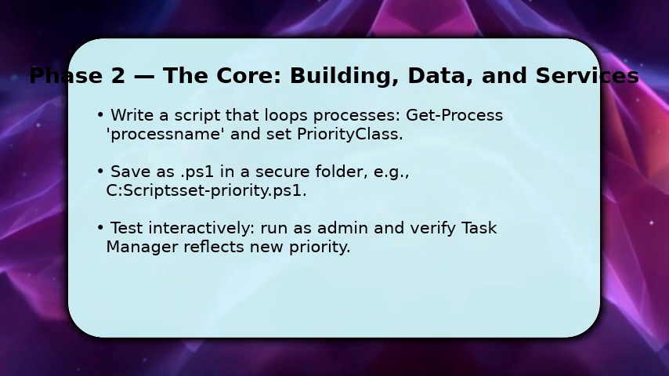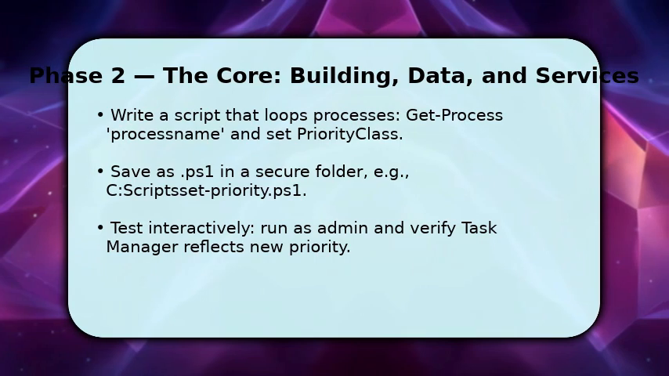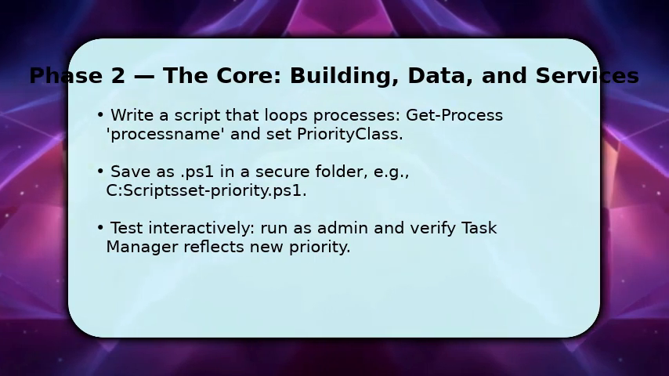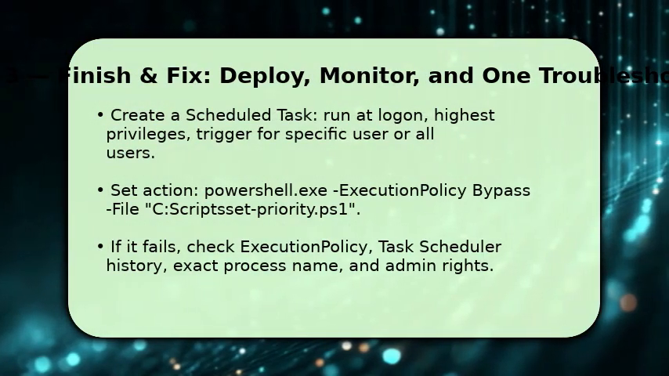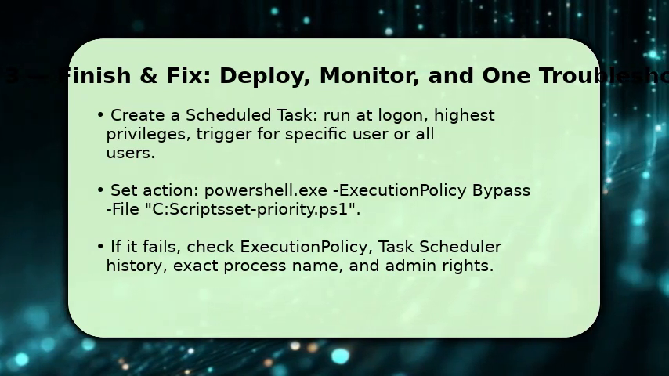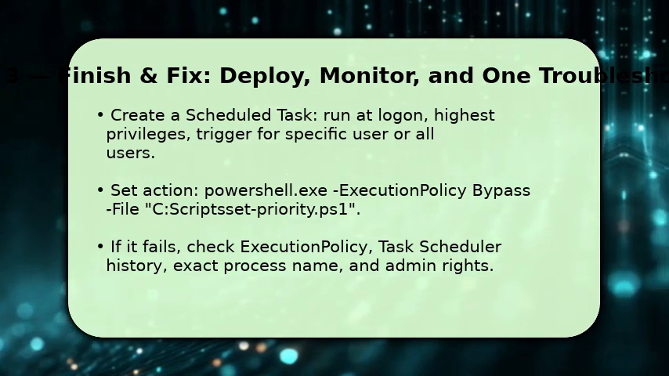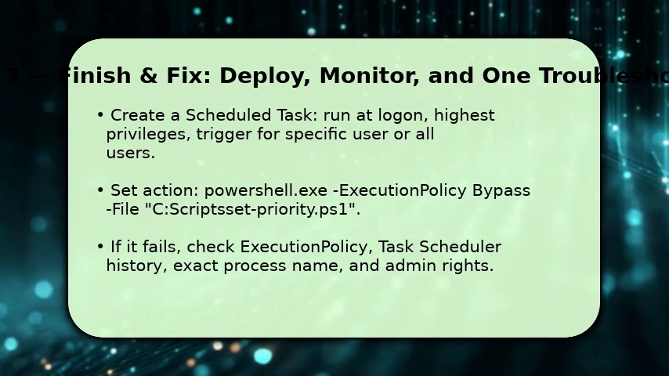You finish by creating a scheduled task that runs at user logon with highest privileges. Set the action to PowerShell.exe with execution policy bypass, file C:\scripts\SetPriority.ps1, and scope the task to the account that owns the process. Once created, test by logging out and back in.